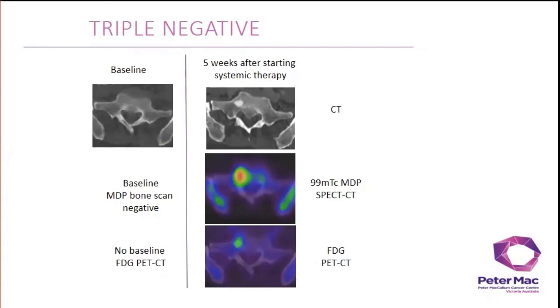This next case is a triple negative primary. Baseline investigations were a CT and a bone scan, both of which were negative. No baseline FDG PET CT was performed.